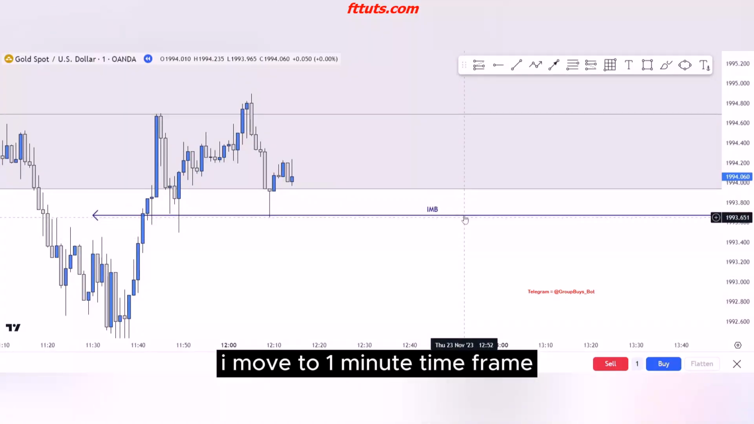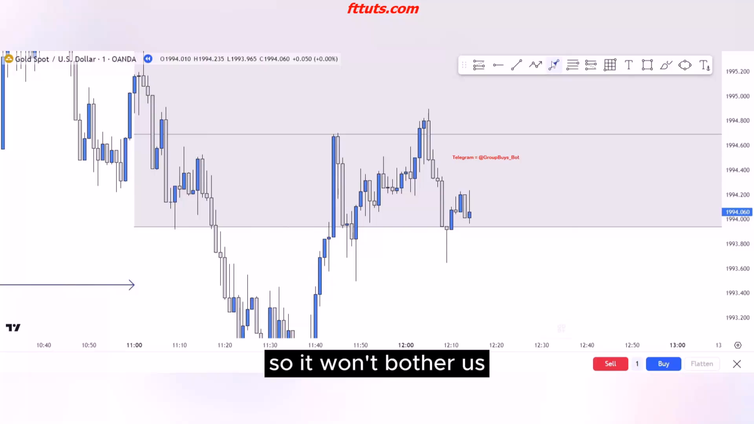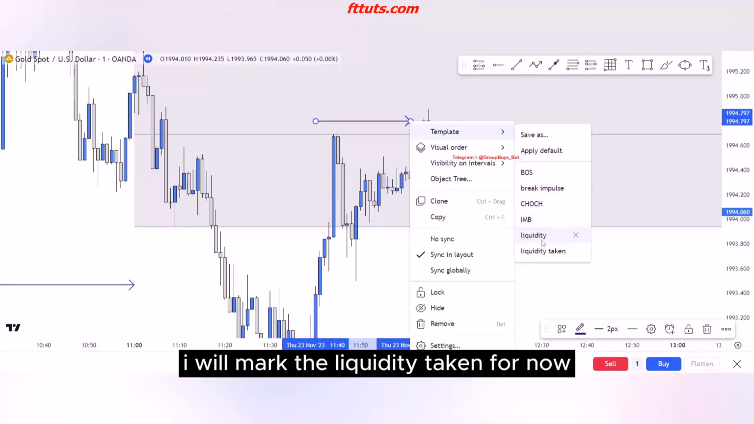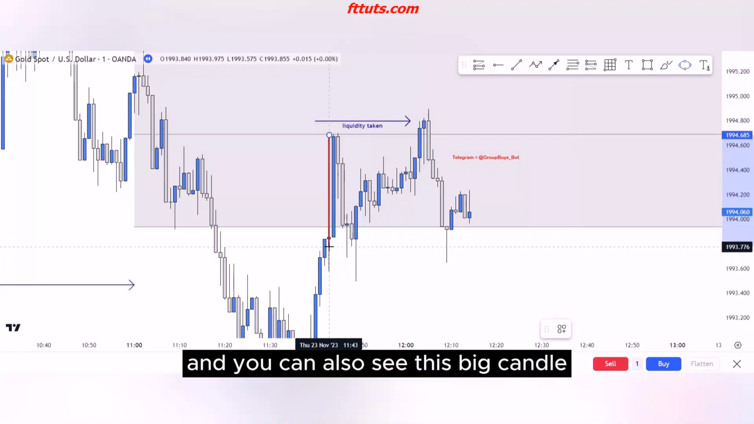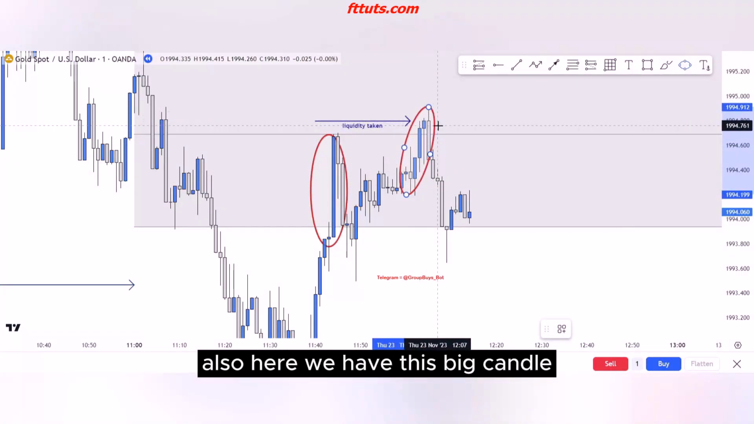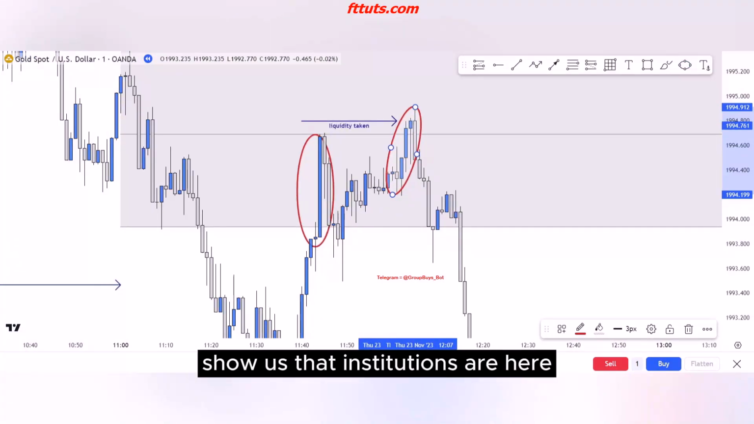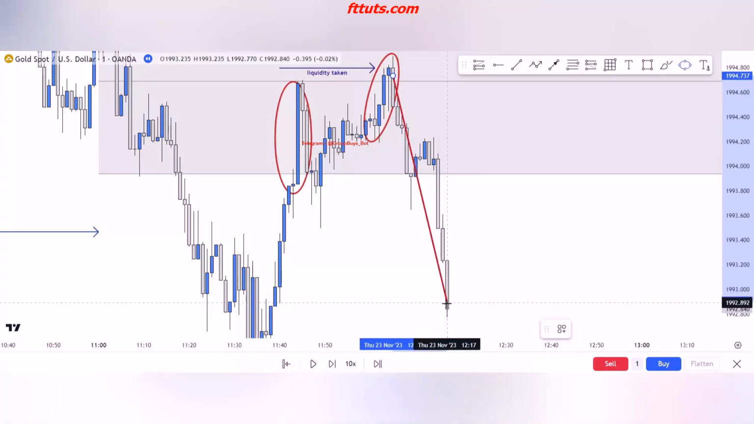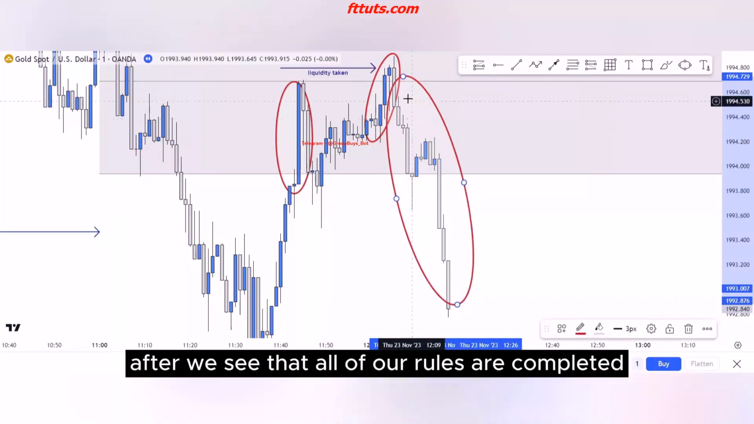I move to a 1 minute time frame. I'll delete this line of imbalance right now so it won't bother us. You can see that this is our structure. I will mark the liquidity taken for now. And you can also see these big candles which show tremendous institutional power. Also, here we have this big candle, and here this bullish movement show us that the institutions are here. And now what is left for us is to wait for the impulse break. And from there to enter a trade, of course, after we see that all of our rules are completed.